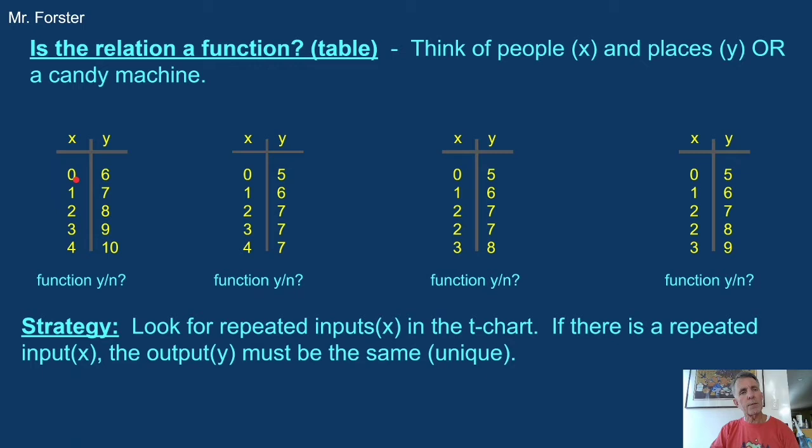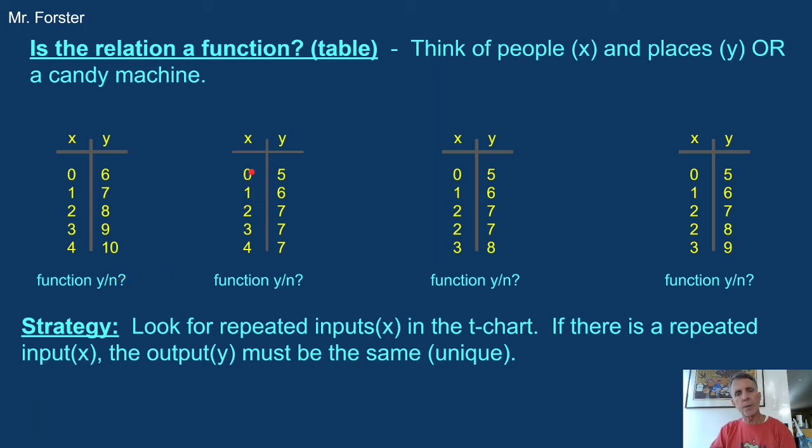Think of a candy machine. 0 is a Kit Kat, 1 is a Snickers, 2 a Milky Way, 3 a Reese's, 4 Hershey's. All of the buttons that you push here give you distinct candy bars, and so that is a function. Let's look at the next example here, this next T-chart.